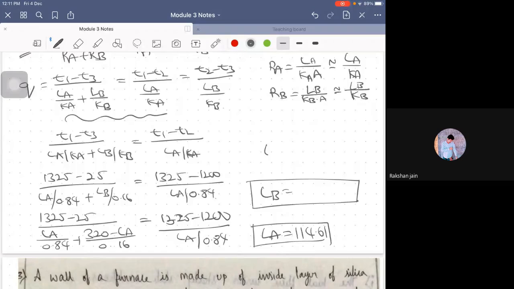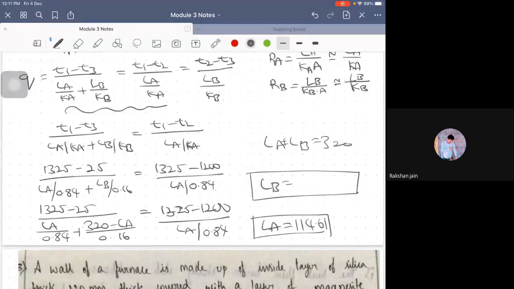Because LA plus LB is around 320 something, right? So just subtract these two, you'll get the value of LB. 205.32. Yes, guys. So if you got the sum and left, you can raise your hands, or if the values are wrong, you can just switch on your mic and speak.